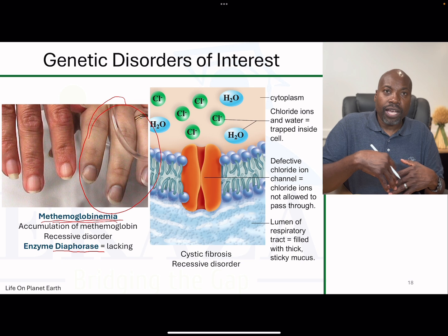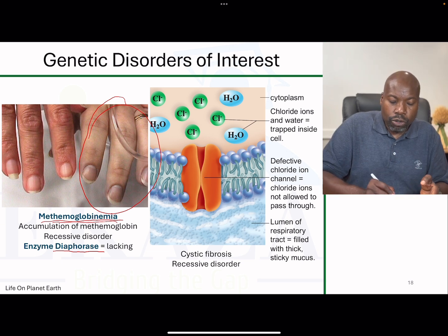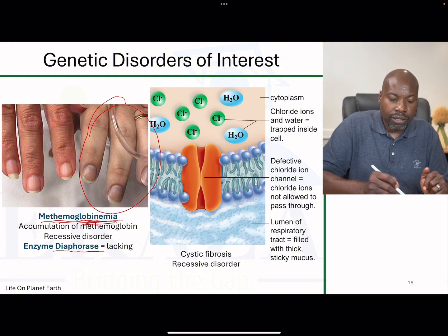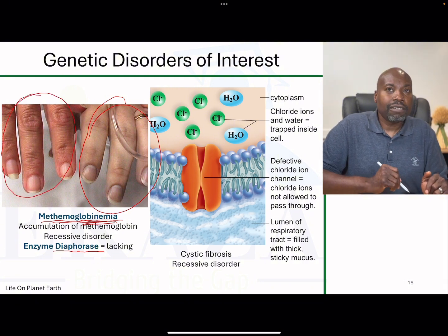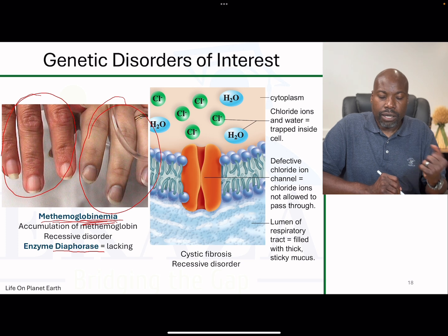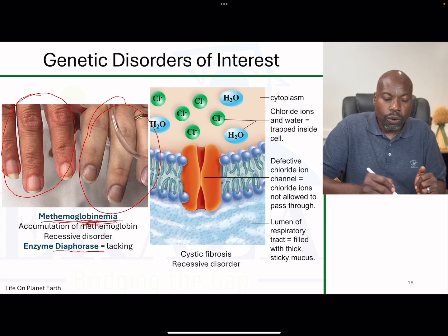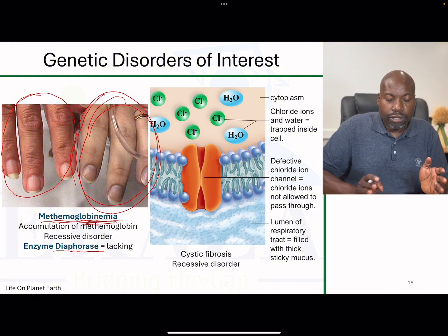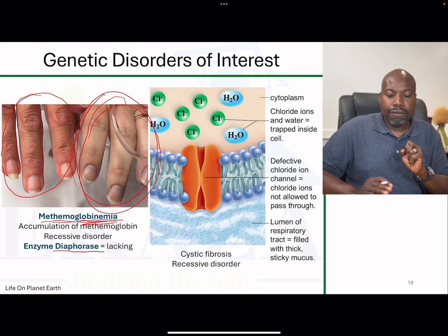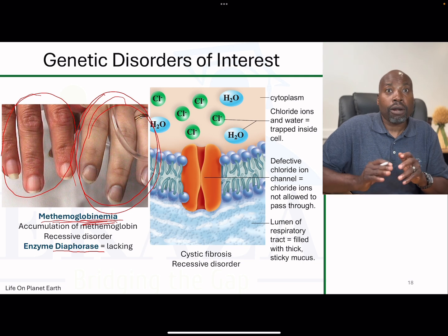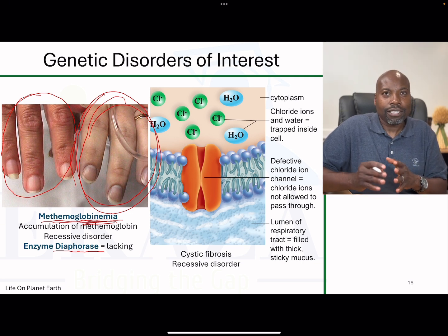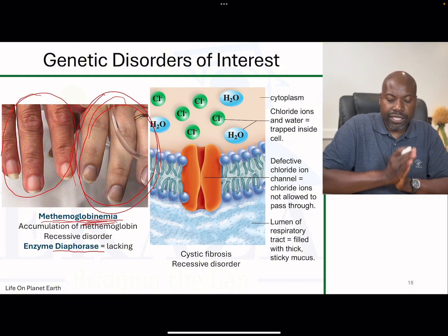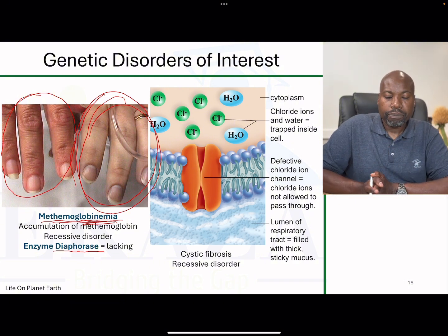So hypoxia that is caused by methemoglobinemia can lead to very bad consequences, right? You have a normal individual here with a normal hemoglobin that is red, while this hemoglobin here is not red, it's actually dark or blue, if you wish. That doesn't mean that it's the color blue, but it's not bright red, basically. So that's one recessive disorder, methemoglobinemia.